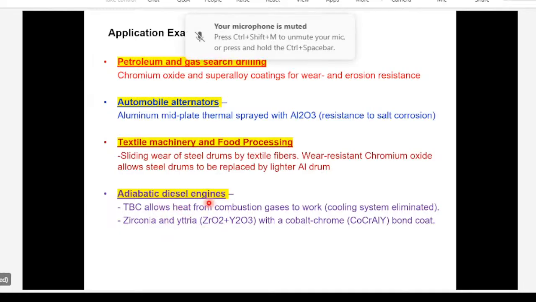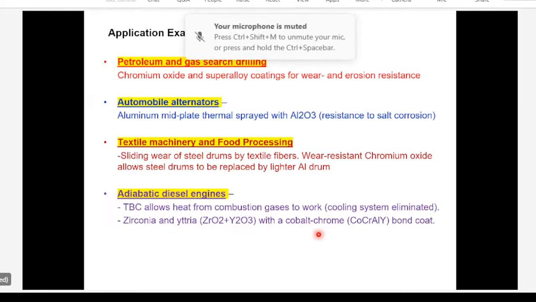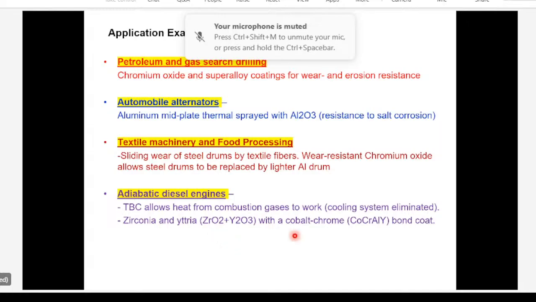Another application area is adiabatic diesel engines. Thermal barrier coatings allow combustion gases to do work instead of heat being lost in the cooling system. So ceramic coatings are used, zirconia and yttria based coatings are used, but you need a bond coat. Just like in the case of polymer coating, when you apply a paint on a surface, you may have to have some kind of a pre-coat or bond coat. The same thing is needed for high temperature systems. So you apply a bond coat of a metal like cobalt chrome, and on top of that, you deposit the ceramic coating.